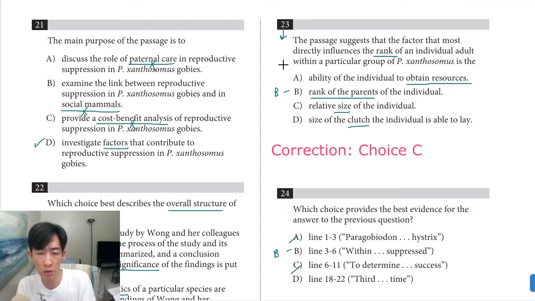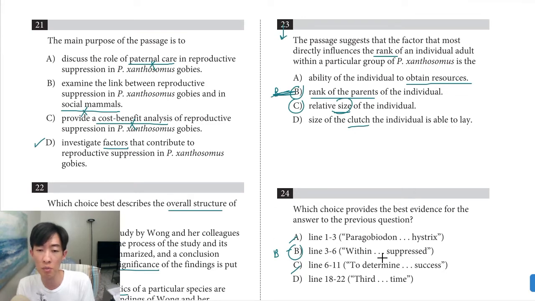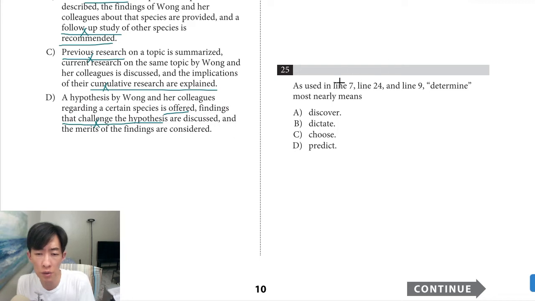So best choices for 23 is B, and 24 is also B because it says the, oh, I wrote that wrong. We said size, right? I was just misreading this. So 23 should be C because it says size, and 24 is lines 3 to 6 where it says the biggest male and female. Question 25, as used in lines 7, 24, and 9, determine most nearly means.